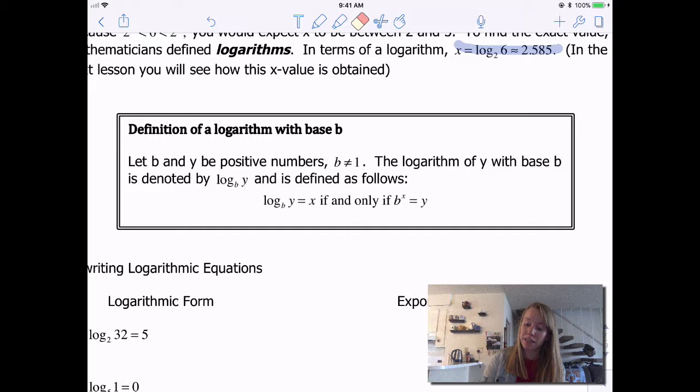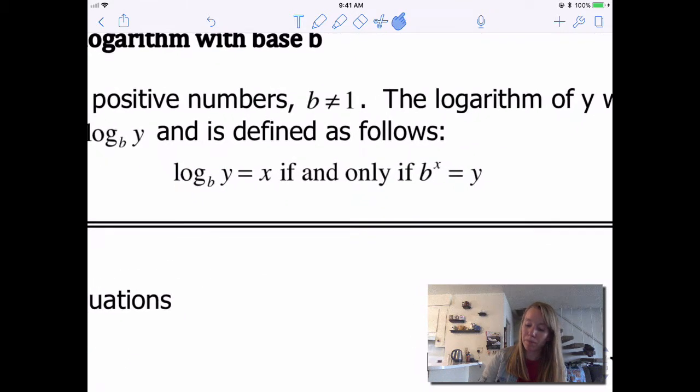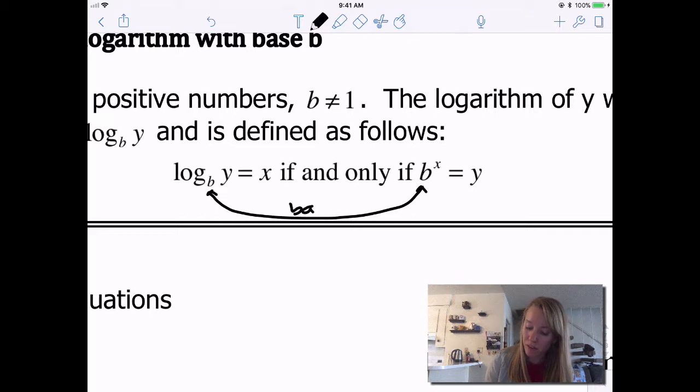So things to pay attention to. I'm going to zoom in a little bit. This b is the same base as that b. Okay, so the base of the log is the base of the exponential. And our y in this number is the same as the y in this number.